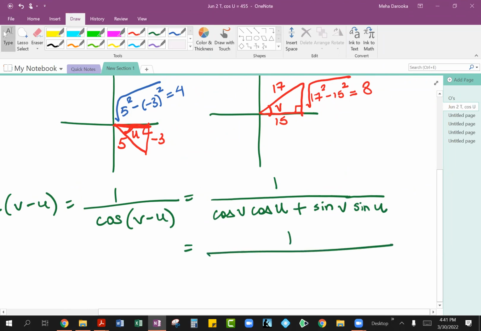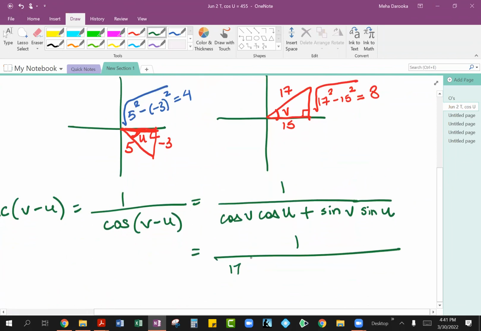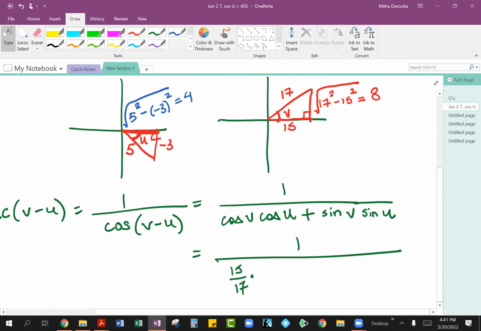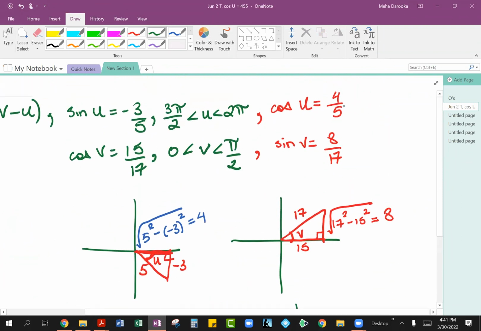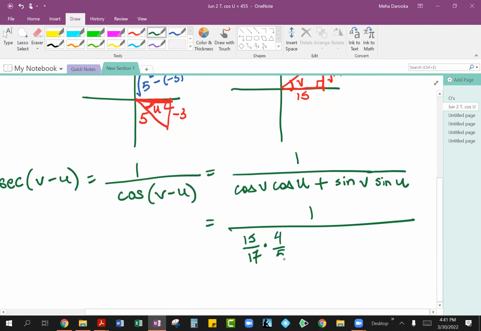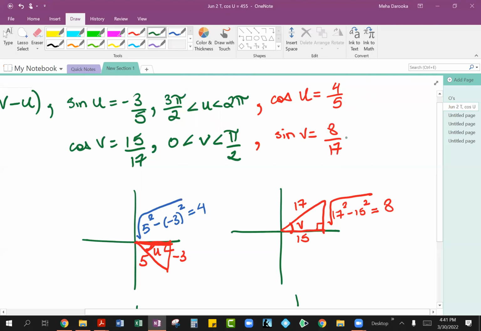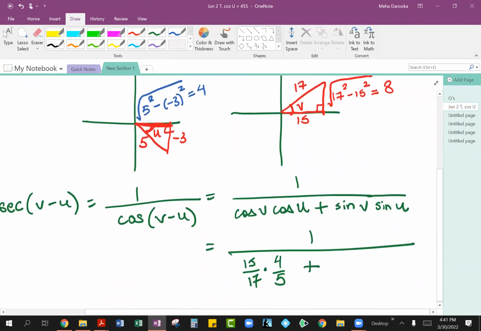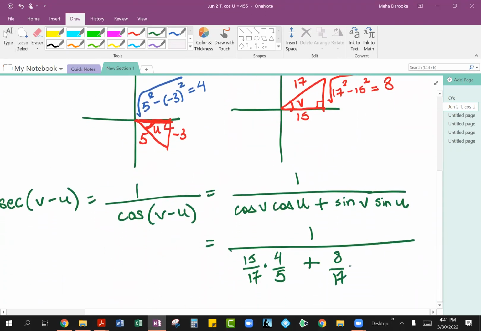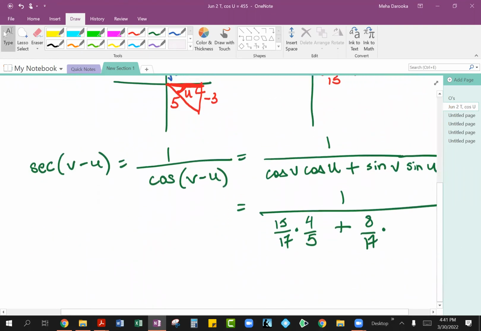So 1 over, let's see, cosine of v was 15/17. And we're multiplying that with cosine of u, which we just found out to be 4/5, plus sine of v, which we found out to be 8/17. And then, of course, sine of u was given to us as -3/5.